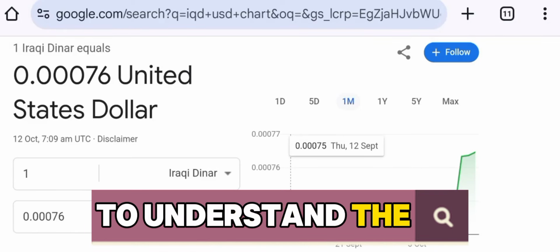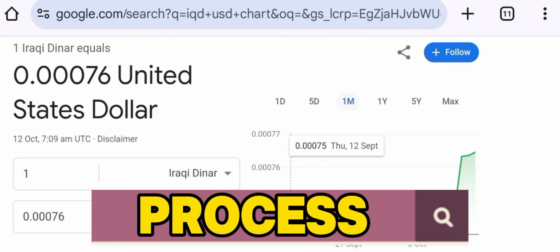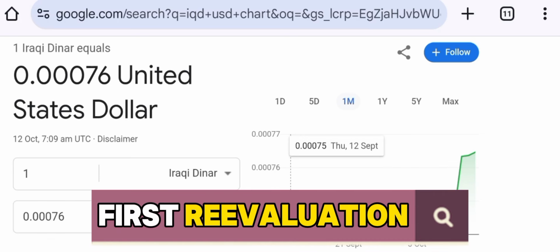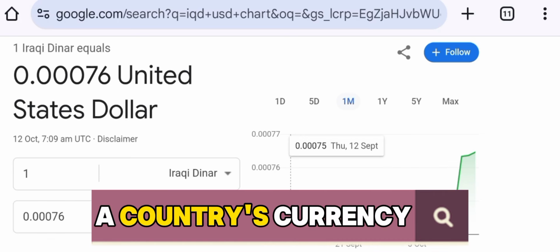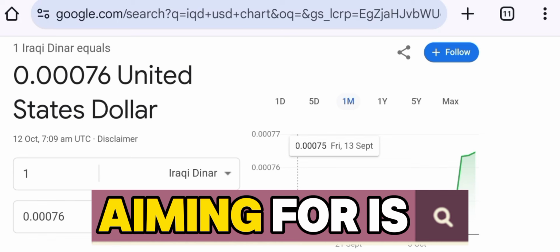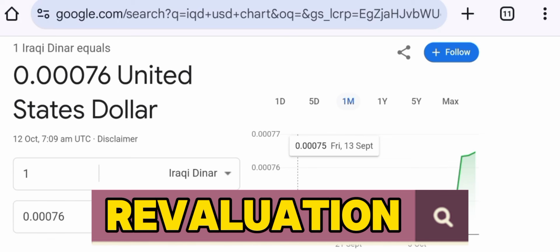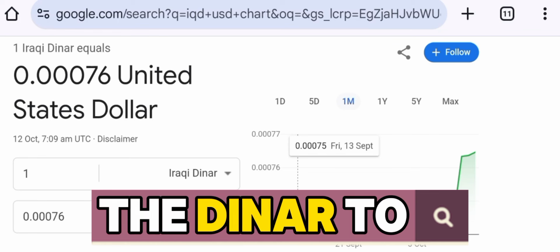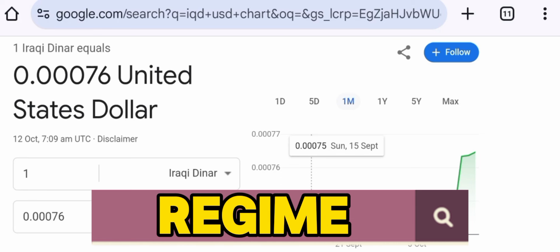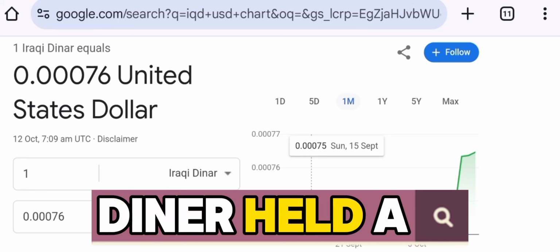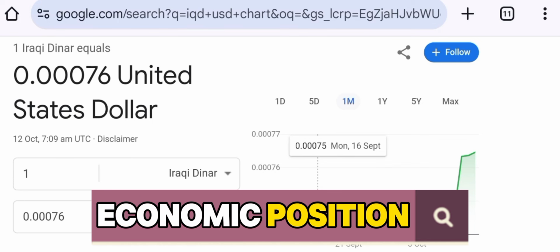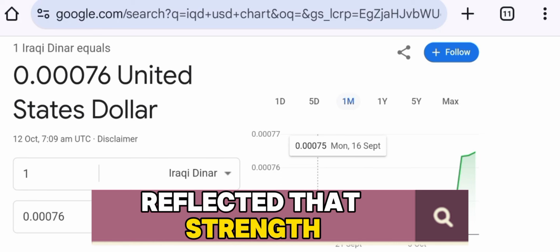To understand the Iraqi dinar's revaluation process, we need to clarify some key concepts. First, revaluation refers to increasing the value of a country's currency compared to other currencies. However, what Iraq is aiming for is not merely a revaluation. It's more about reinstating the dinar to its previous value before the Iraq War and the fall of Saddam Hussein's regime. Back then, the dinar held a value of $3.22. The country was in a better economic position, and its currency reflected that strength.